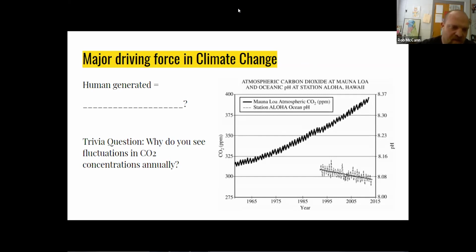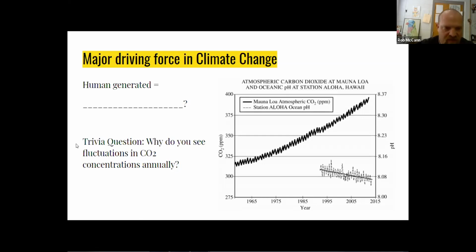Good. Anthropogenic. I see it. Good job. All right, very good, guys. So anthropogenic, so anthropology is the study of humans, mankind here, and anthropogenic is human-generated, okay?